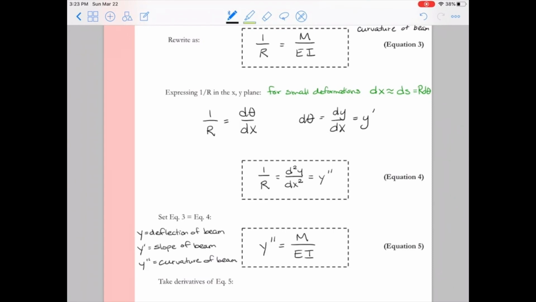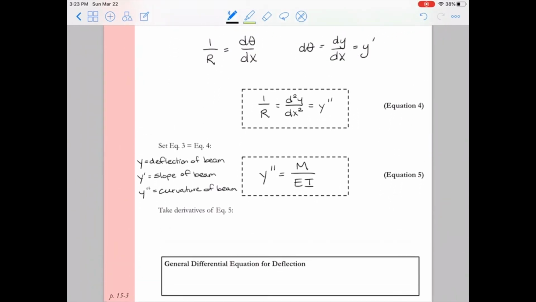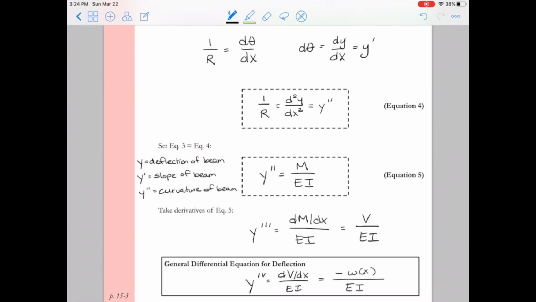We then said that from equation 3, y double prime equals M over EI. To generalize this further, we can take a couple more derivatives. I take the third derivative, basically dM dx over EI, assuming EI remains constant. So this now gives me y triple prime is equal to dM dx over EI, which is shear, right? So we learned that last class. The derivative of moment equals shear. Lastly, we can take the fourth derivative of this equation, y to the fourth derivative equals dV dx over EI, which is now equal to negative omega x over EI. Hope that's helpful.